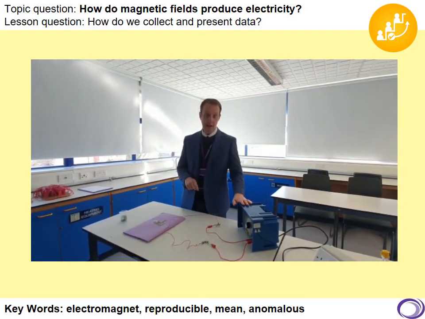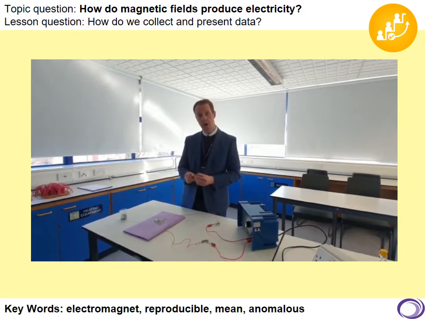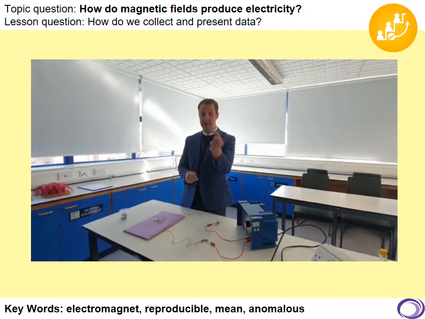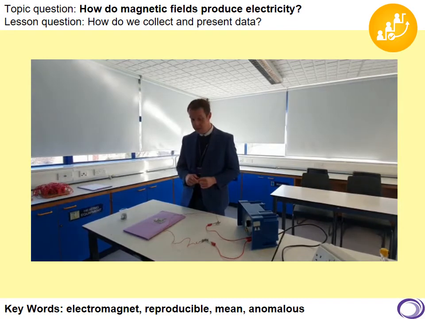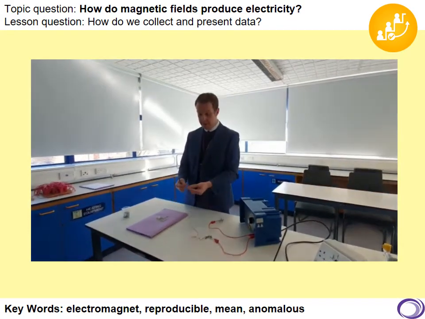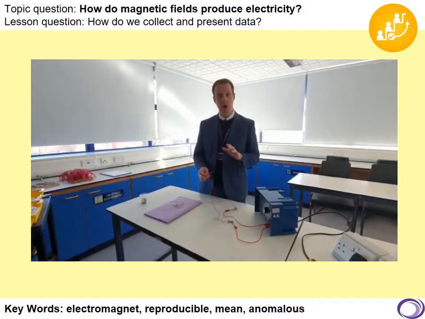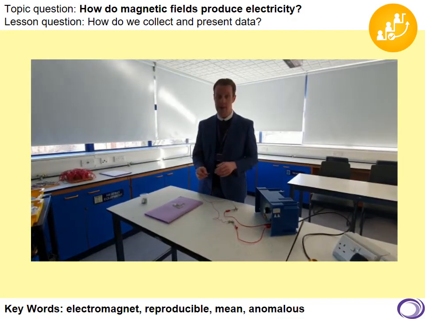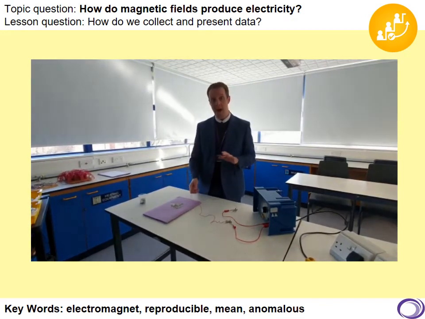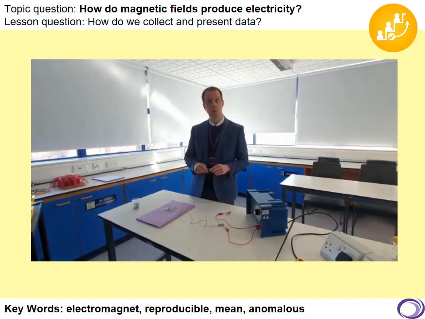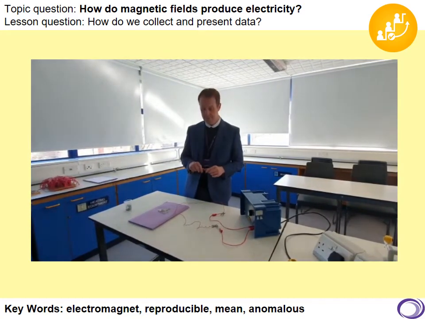We've got the size of the electrical current, we've got the iron core itself, but the factor we're going to look at today are the number of turns that are placed on the wire that is coiled around it. So that will be our independent variable today, the number of turns on the coil.